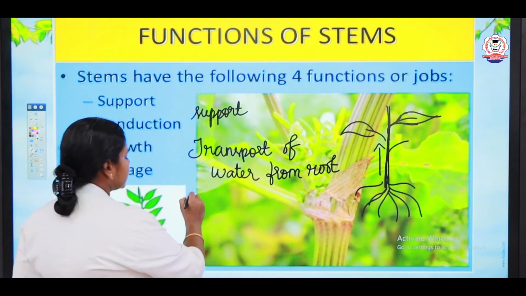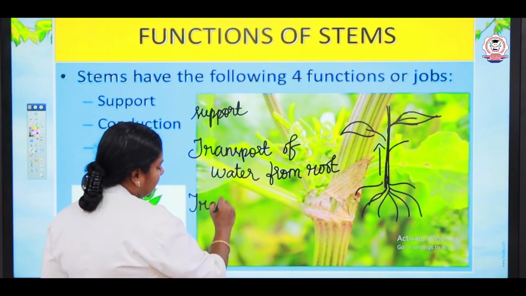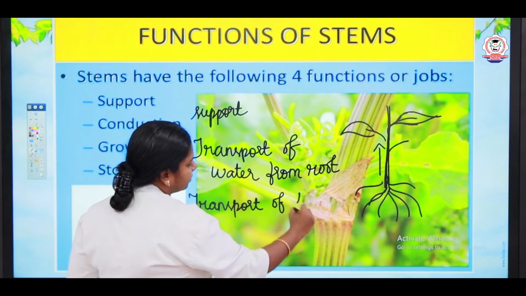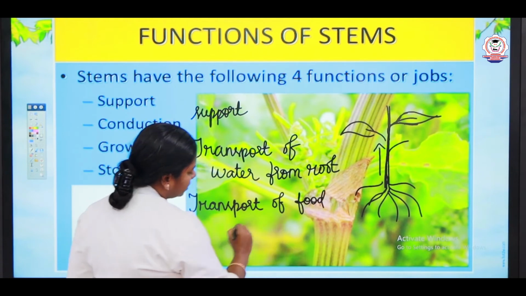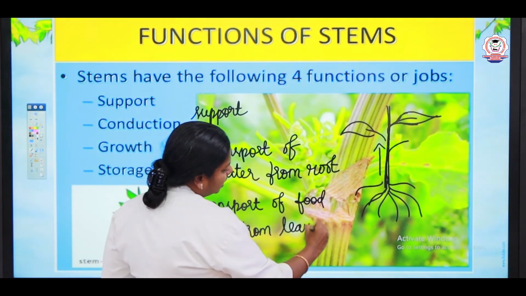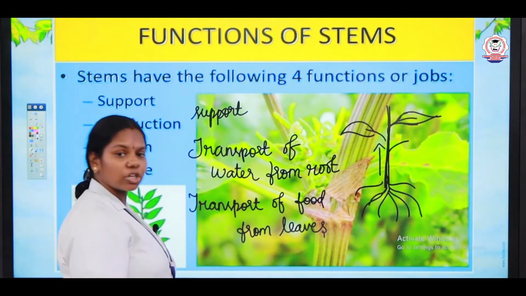So, the stem is also responsible for the transport of food from leaves. So, what are the important functions of the stem?